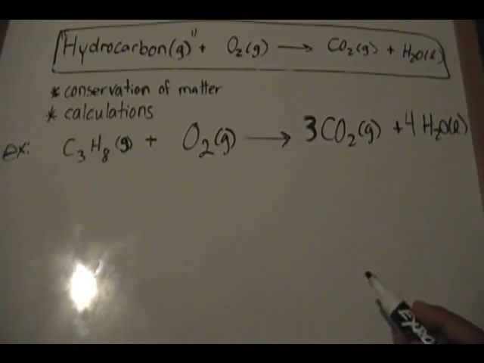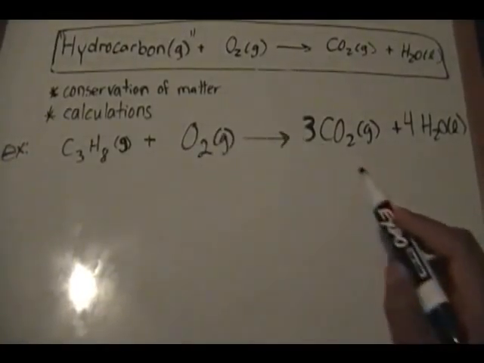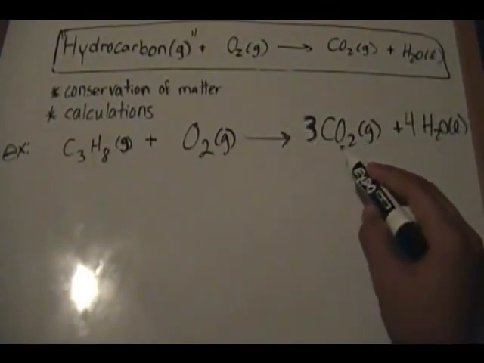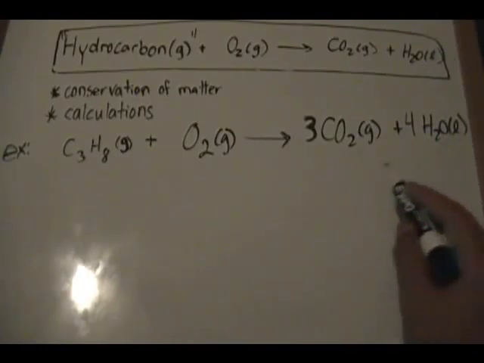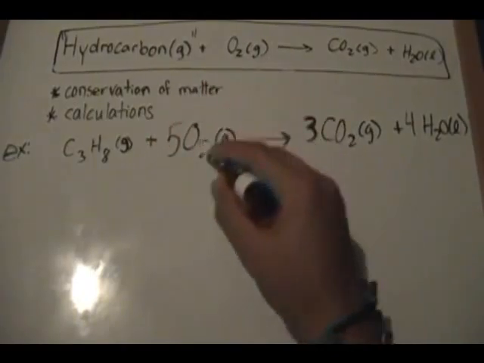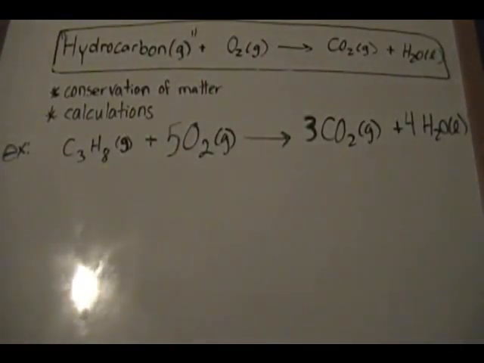Now the next thing we need to balance out is the oxygens. We have 2 oxygens on this side. We have 6 plus 4, right? The 4 distributes also to the oxygen. 4 plus 3 times 2, 6, is 10 oxygens on this side. We have 2 oxygens here. Why not put a 5 to get 10 here as well?